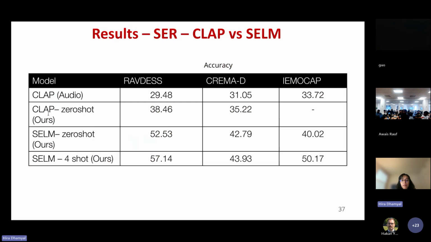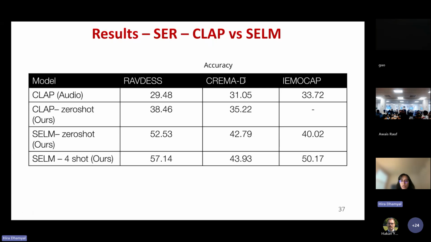If we just do CLAP zero shot, which is the model that we train with prompt augmentation, we get this performance. But we see that when we do SELM zero shot, we see a huge improvement in the performance, which is that now, when we give the model the ability to learn on its own, to discover some features on its own, it is able to do better. And when we look at SELM 4 shot, 4 shot here means that we fine tune the model a little bit on some examples from RAVDESS, and we only use 4 examples of each emotion to fine tune the model. We see an improvement here, which is quite encouraging.